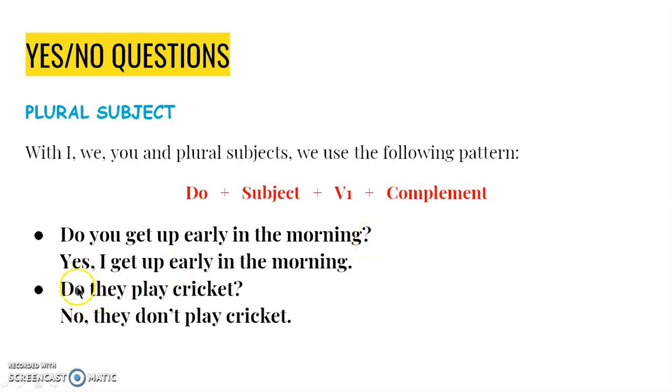Clear? Do they play cricket? So here your subject is they. So in this case you have to take help of do. And this question will start with the helping verb do. So do they play, V1 form of the verb, then cricket, complement, then question mark. Alright, is it clear to you? So when you get the subjects I, we, you and other plural subjects, then you have to follow this pattern to frame a question. Do plus subject plus V1 plus complement. Clear? Next.